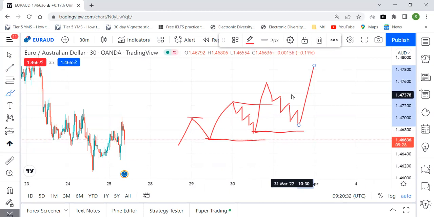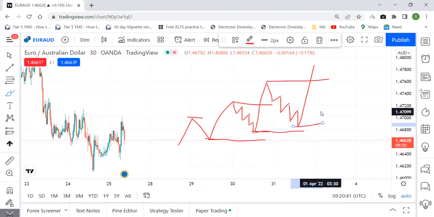This is how to understand your area of value, your market structure, where you're supposed to be buying, where you're supposed to be selling. Don't get confused by this noise. Don't get confused by this small consolidation phase, because we're going to be seeing so many of those in our trading journey. This is how to get rules-based in your trading. You should know exactly where you're supposed to be buying, where you're supposed to be selling, because all these are noise.